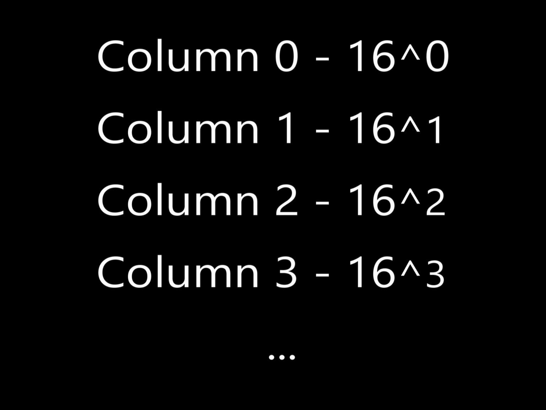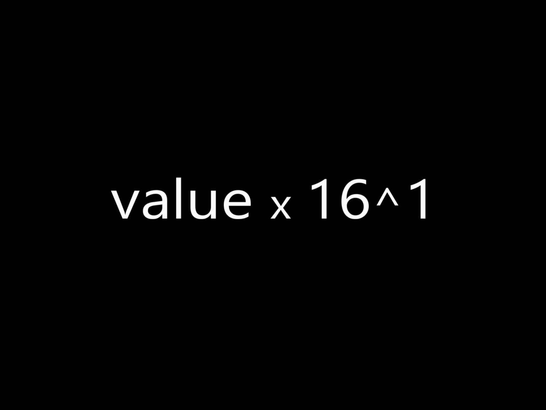Going to the math of this, each column from right to left represents ever-increasing values of powers of 16. The first column represents 16 raised to the 0 power, or simply the number times 1, or just the number. The second column to the left represents that number times 16 raised to the first power, or 16. So if we have a number 3 in the second column, it is 16 raised to the first power, or 16, times 3, or 48.